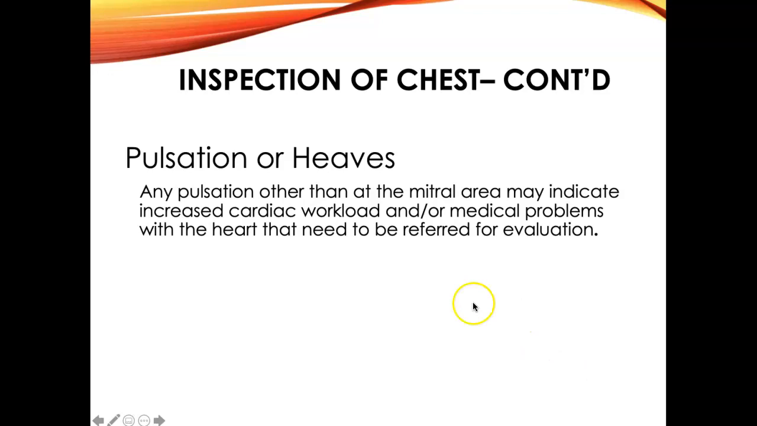All right, so we're still inspecting at this point, and when inspecting, we are looking for any pulsations or heaves. Again, any pulsation other than that mitral area, which is at the fifth intercostal space to the left or to the right of that, right in that midclavicular line, might indicate that there's an increased cardiac workload or mechanical problem or medical problems, excuse me, with the heart.